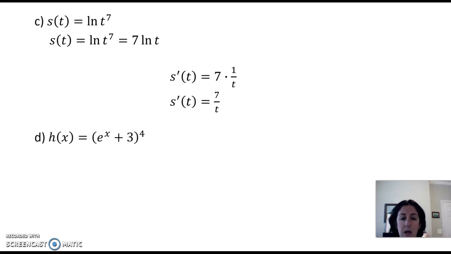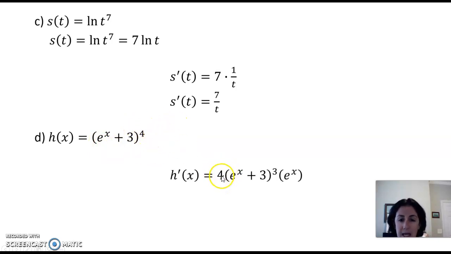Now take a look at this one, e to the x plus 3, all being raised to the 4th power. What we have here is a case of your power chain rule. We have a function of x being raised to a power. So this is that n times I to the n minus 1 times I prime thing we had talked about. So we're going to bring this power down, leave the inside function alone completely, take 1 away from the power, and then we'll multiply by the derivative of the inside function.